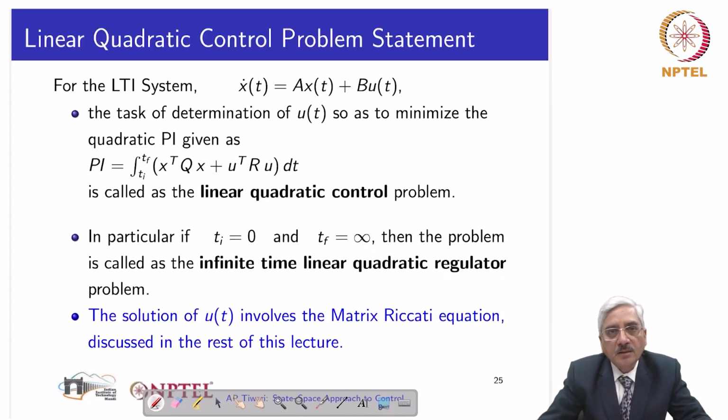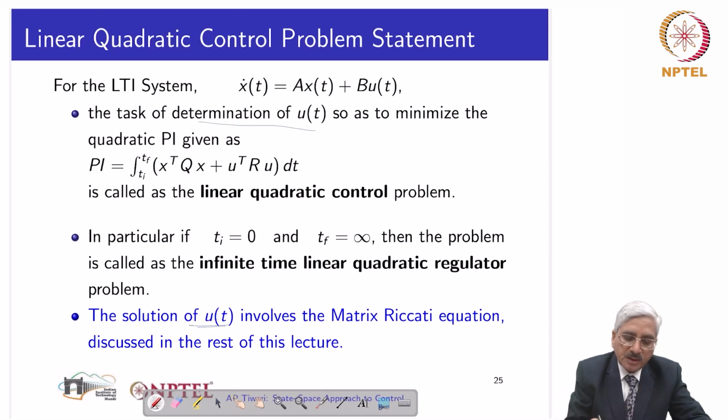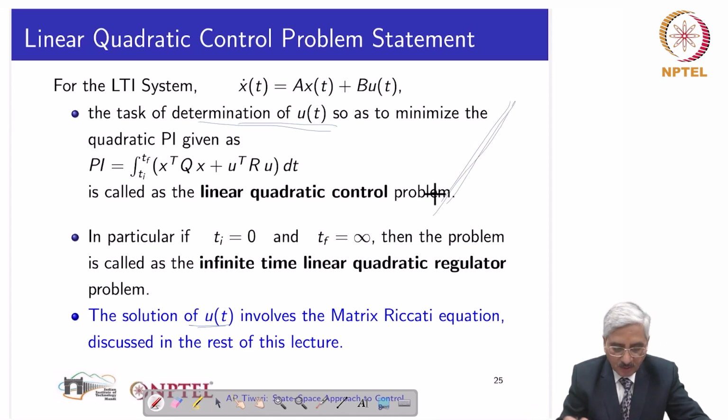And the solution of the input u(t), we have to determine u(t). Its solution, this control problem, its solution involves a famous equation called the matrix Riccati equation, and in the subsequent part of this lecture we devote discussion to the Riccati equation. We will see how it arises and what are the ways of using it, how it is used for designing the control.